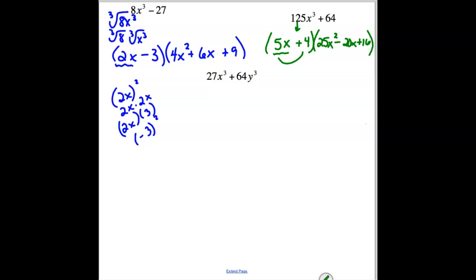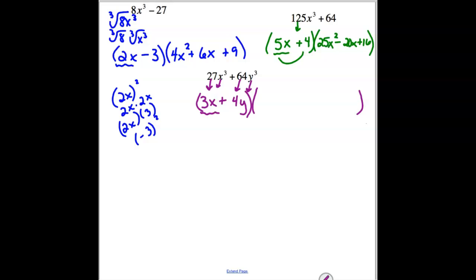All right, our last example for strictly factoring has an extra variable in there, but that's okay. We're going to follow the same pattern. 27 cube roots into a 3. The cube root of x cubed is an x. We keep the sign. The cube root of 64 is 4, and the cube root of y cubed would just be a y. And then again, we're going to build our trinomial from those numbers.